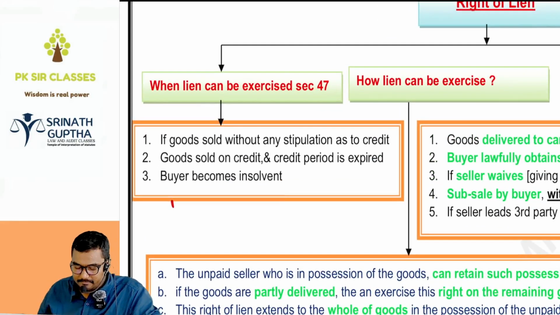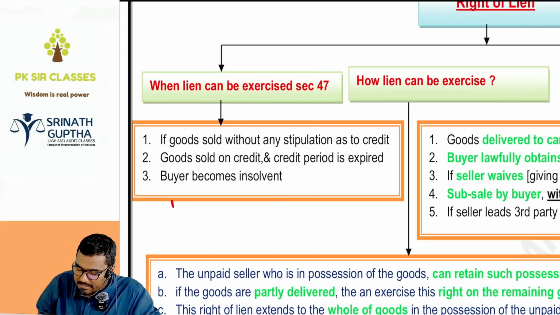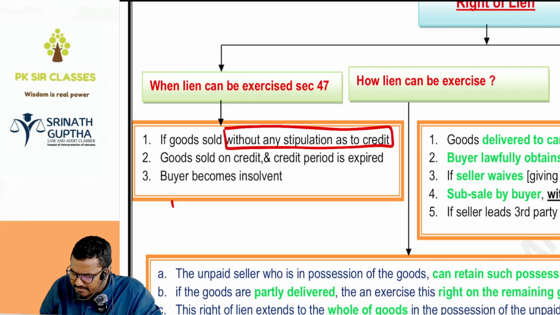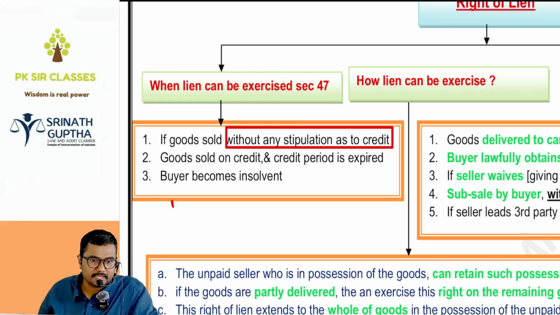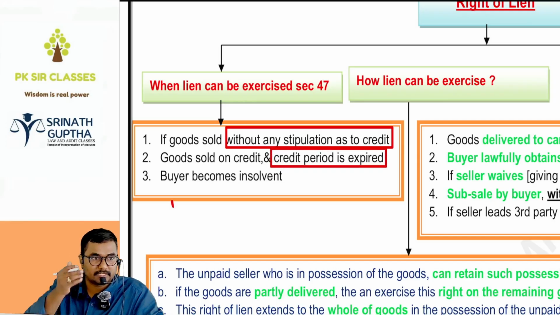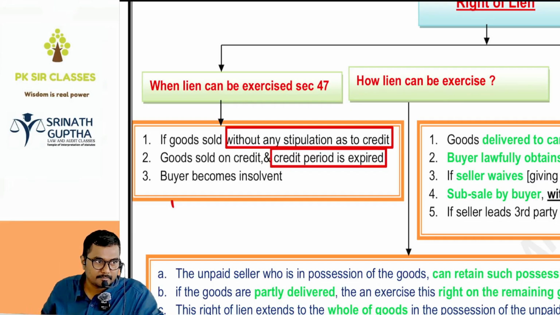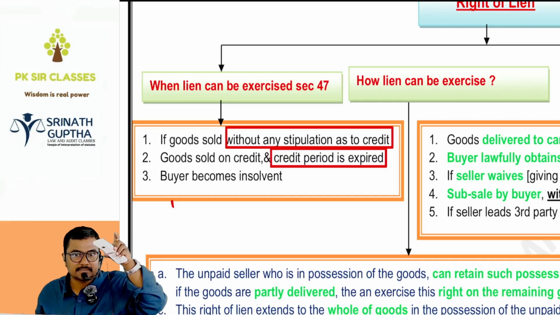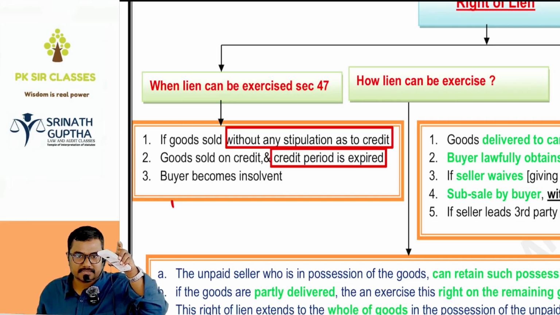When it can be exercised. Lien can be exercised if goods are sold without any credit. I am not giving any credit to Rajni. Rajni is not giving me money. I can exercise lien on this remote. And goods are sold on credit, and the credit period is expired. Actually, I sold the goods to Rajni on 3 months credit. 3 months is expired, but she is not paying my money, and the goods are in my hand. I can exercise right of lien.